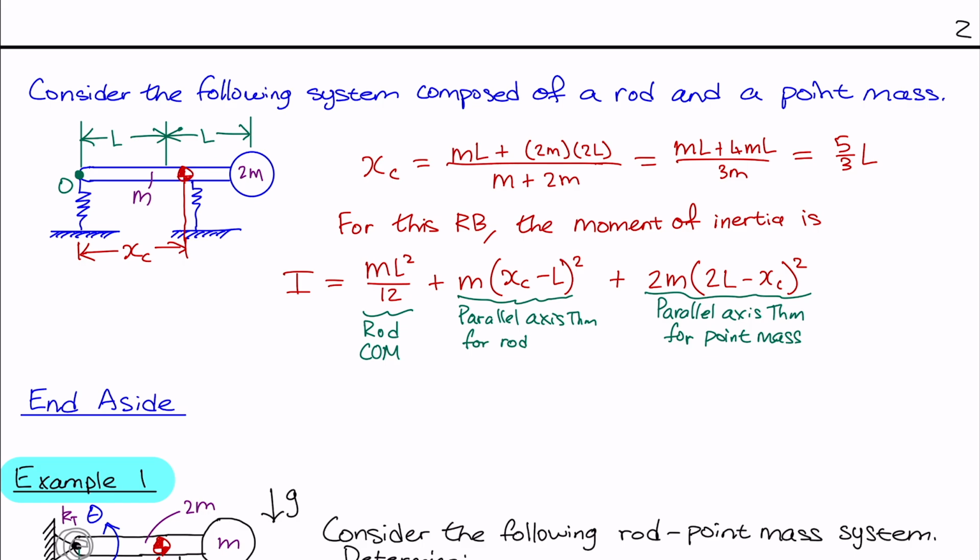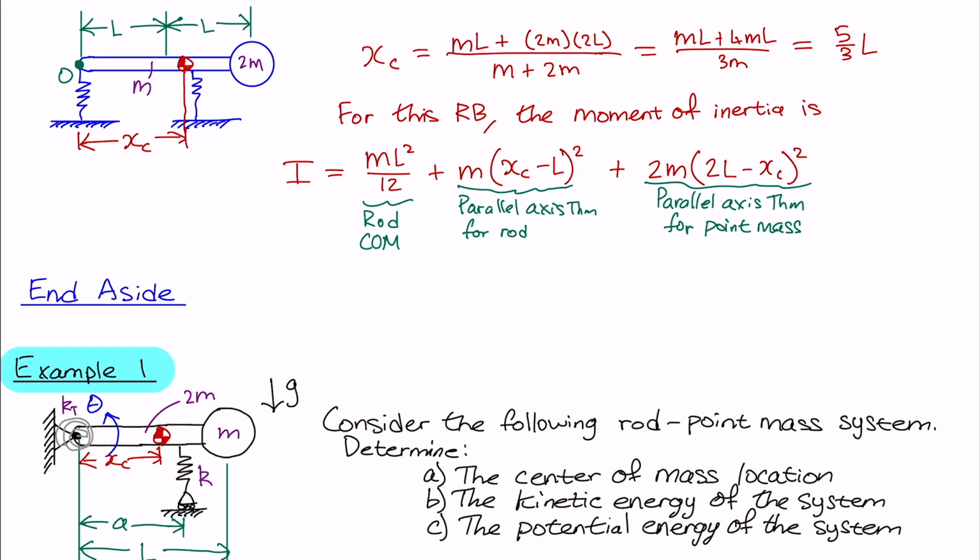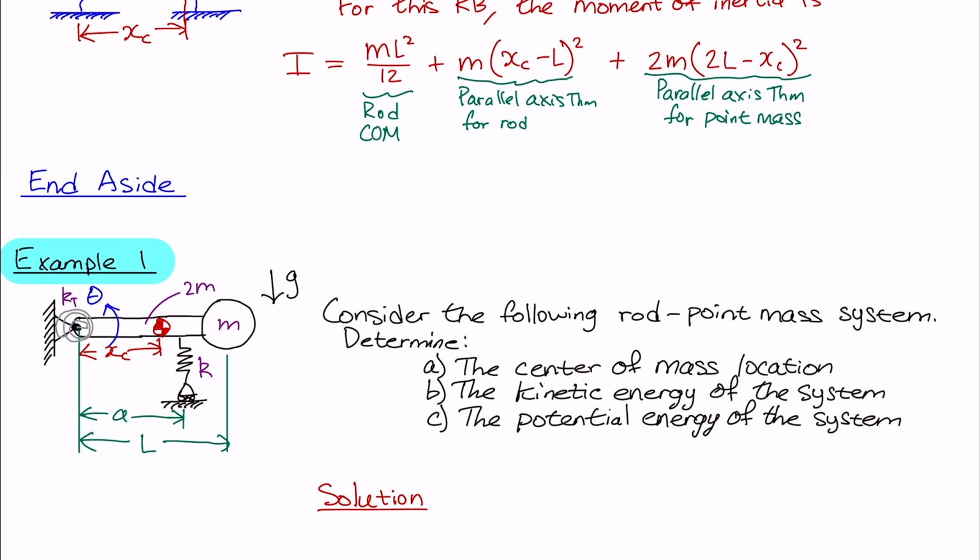Okay, that's the end of our slide. We're going to take a look at an example now. In this case, we have a rod with a point mass again. It is pinned at the left end. The rod has a length of L. There's a torsional spring acting at the pin position, and the rod has mass 2m, and the point mass has mass m. There's also a translational spring acting at the point A, shown here, and gravity is also included.